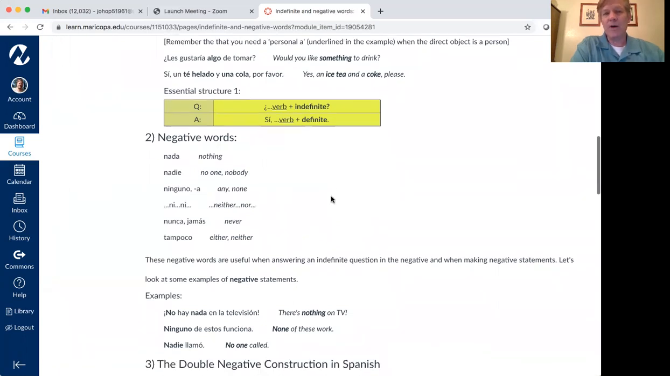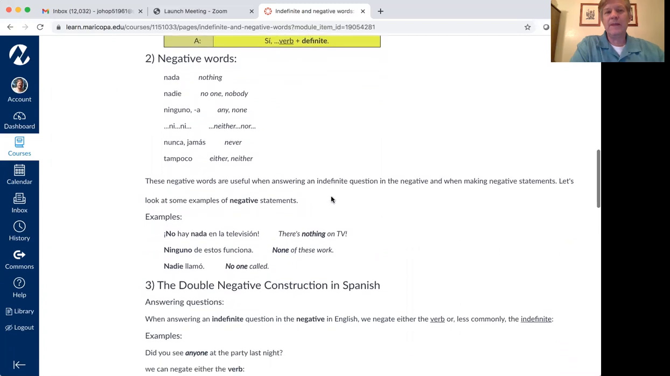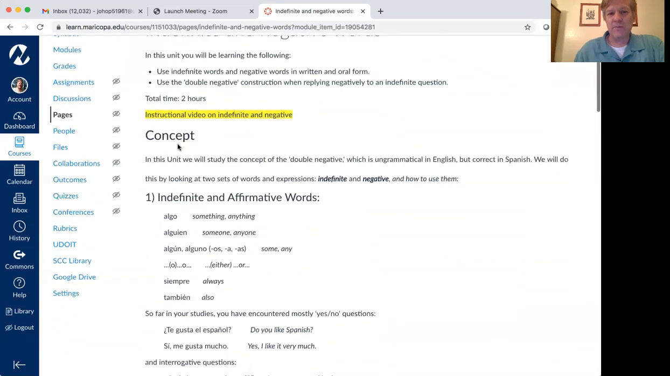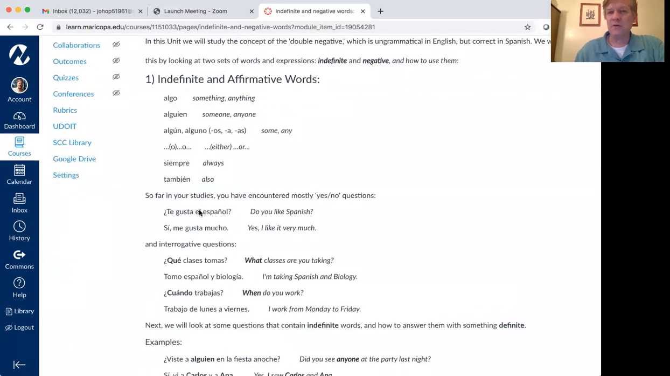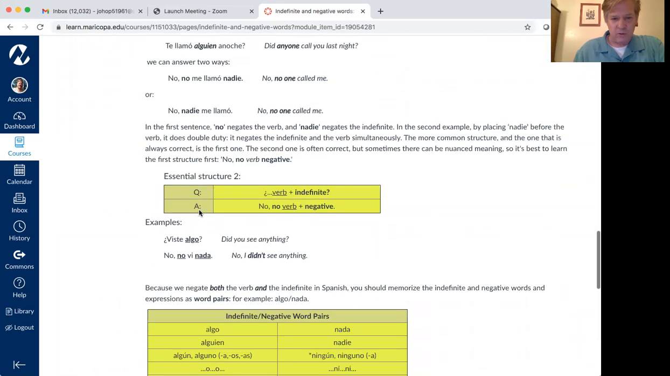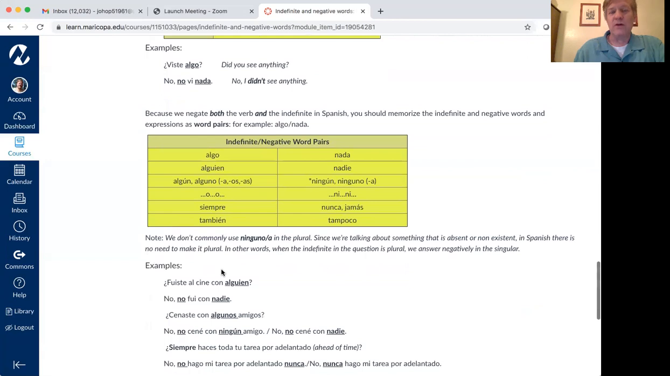Bien. However, when we reply to an indefinite word in the negative, right, we don't provide something definite to that indefinite, then we use a separate set of words, the negative words, nada, nadie, ninguno, etc. These words are the negative form of these words up here, algo, alguien, algún. We will look at those in a chart a little bit later on. So I'll go ahead and scroll down.